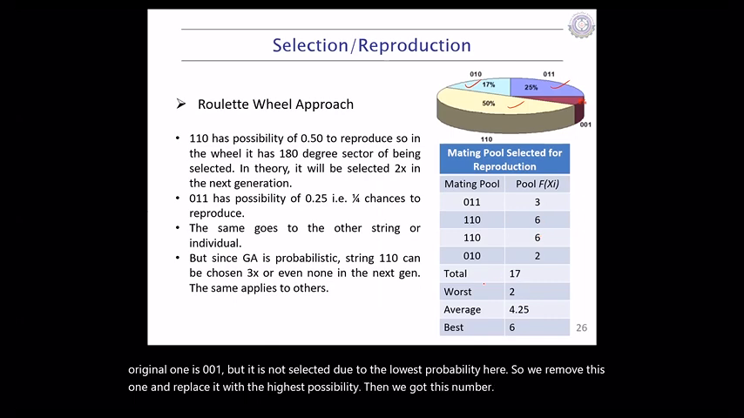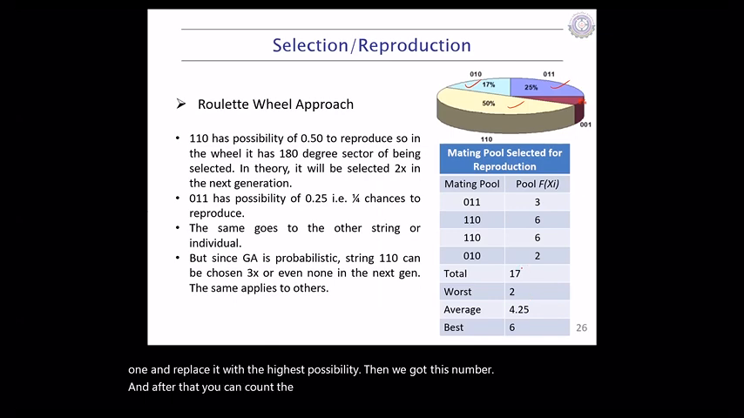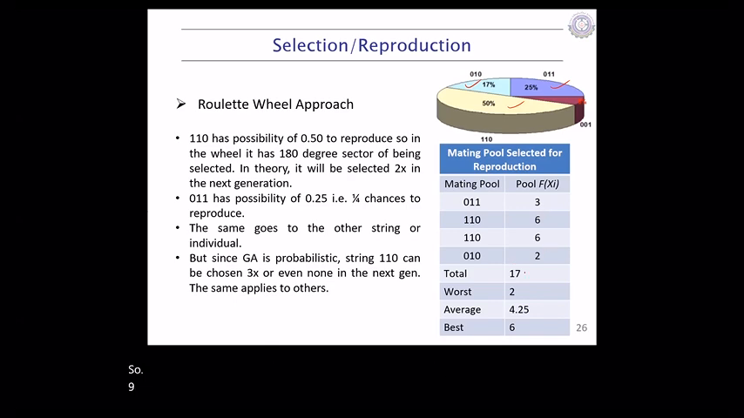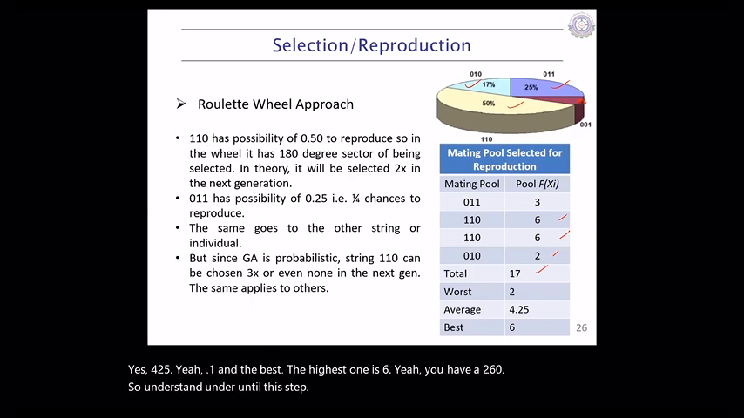After that, you again count the summation, the total of this. So 9 plus 8, so 17. The worst is 2. Then the average is 17 divided by 4, which is 4.25. And the highest one is 6. Do you understand until this step? You get the point?